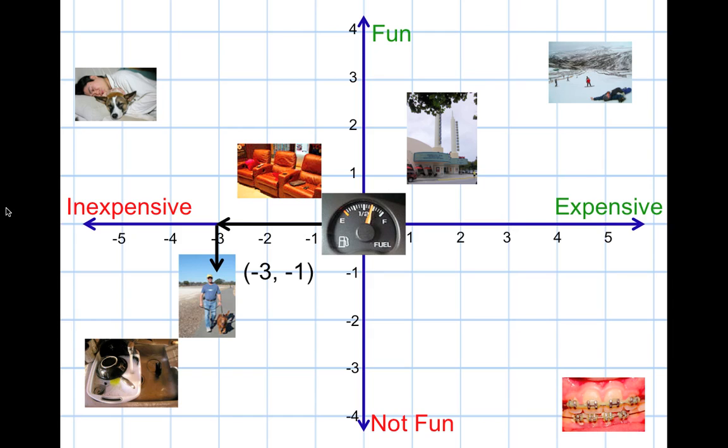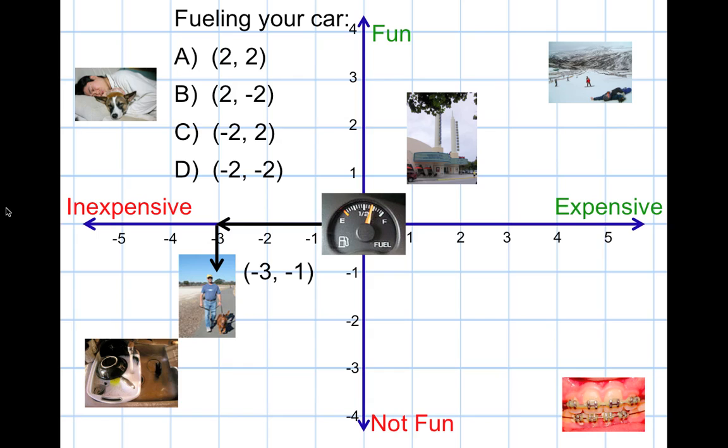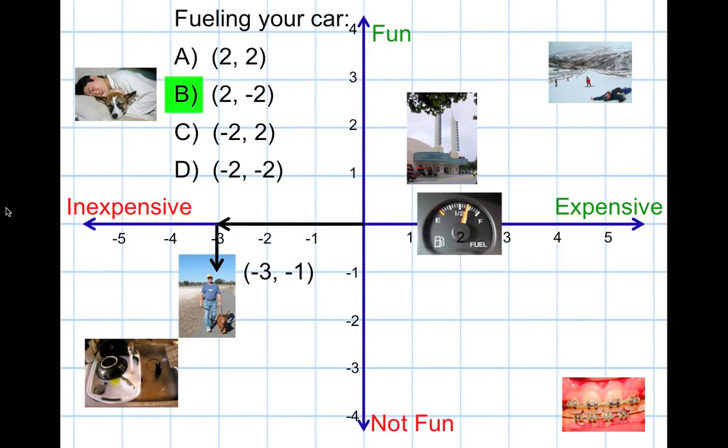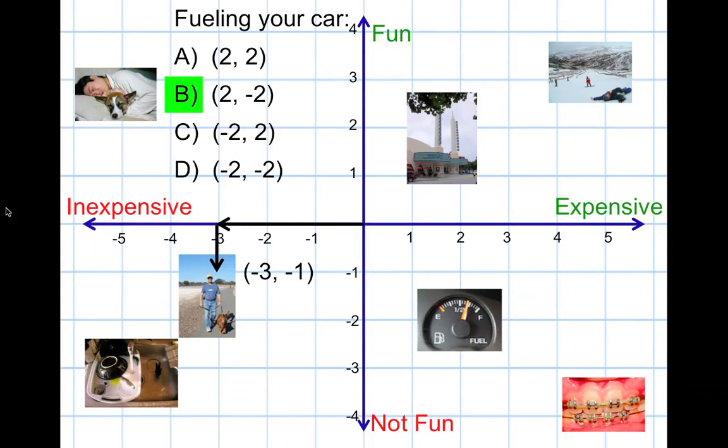So I'm going to ask you to tell me where we should put gassing up your car. Most people find putting gas in their car to be expensive and not that fun. So what do you think the coordinate should be for fueling your car? It's both expensive and not so fun. So the most appropriate coordinates are 2, -2.